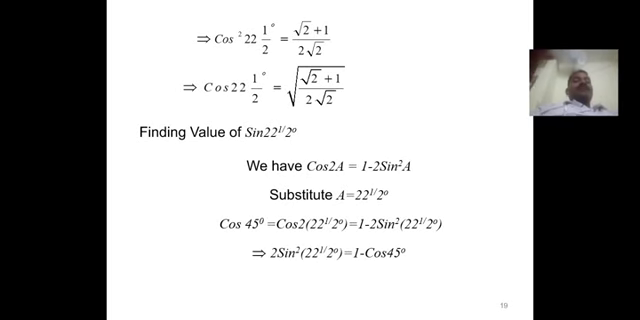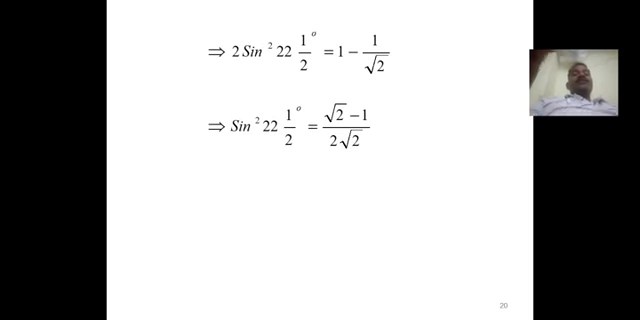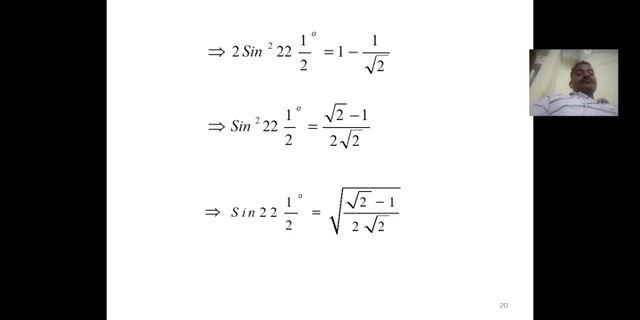Same procedure, using the cos 2a formula in terms of sin a. Cos 2a is 1 minus 2 sin square a, taking a as 22 and a half. Then you can get 2 sin square 22 and a half is 1 minus cos 45, and cos 45 is 1 by root 2. So after simplification, sin square 22 and a half is root 2 minus 1 by 2 root 2. Sin 22 and a half is the square root of root 2 minus 1 by 2 root 2.